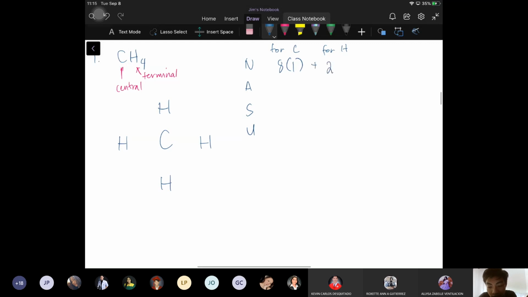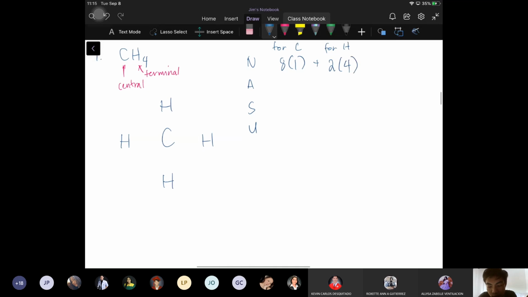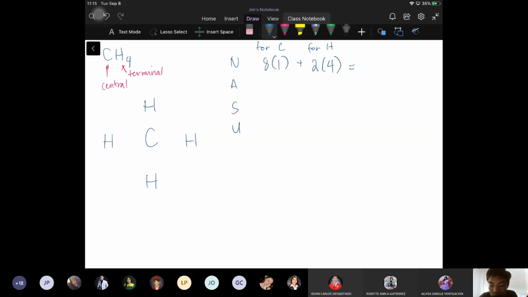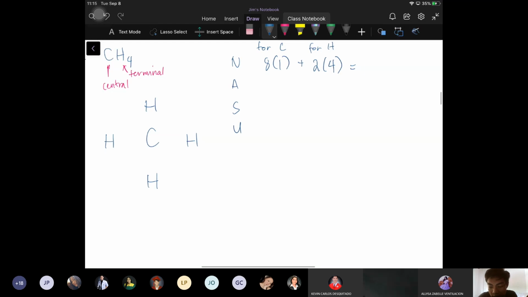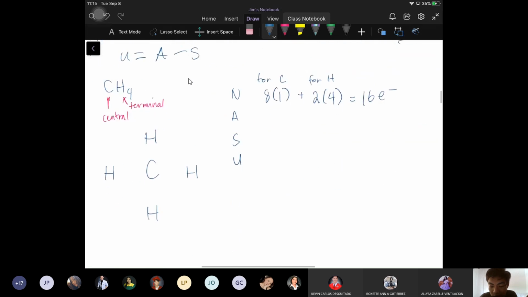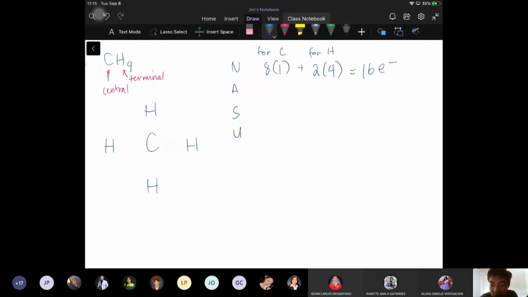So, ang needed niya ay 2 lang. Times 4. Bakit times 4? Kasi 4 yung hydrogens eh. Diba? So, to solve for the needed electrons, we just have to add them. 8 times 1 plus 2 times 4, 16 electrons. Okay, so we have 16 electrons in total. A, available. So again, when we say available, we are pertaining to the valence electrons. Valence electrons yung gusto natin. For carbon, what is the valence electron? Tingin tayo sa group niya.